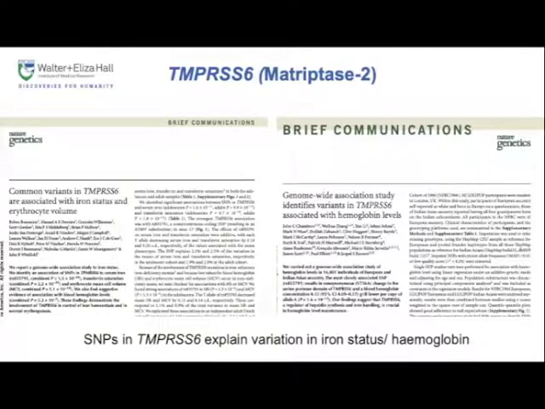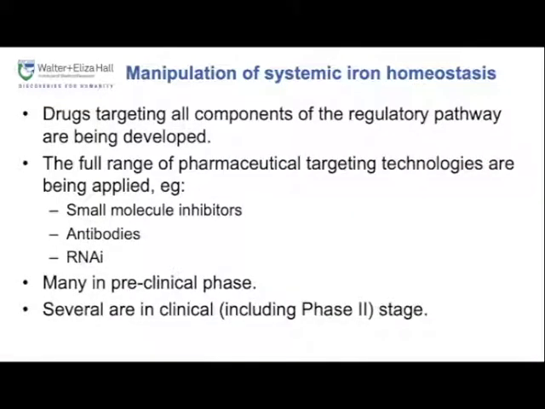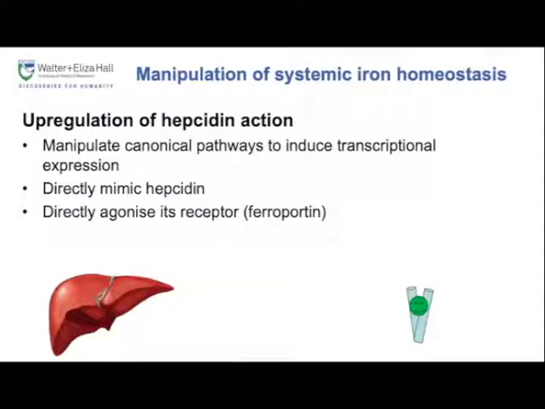So all that said, can we play with this system now and treat these diseases? And the answer is there's a lot going on in the space. Many of these drugs are in preclinical phase, which means by the time you guys are hematologists, you'll probably be using them. And some of them are just reaching clinical phase. So if you wanted to do this, the way you do it is by upregulating. If you want to upregulate hepcidin action, this will be useful for treating diseases of iron overload. And you can do it in a few different ways.